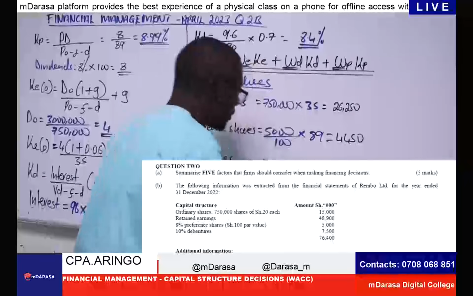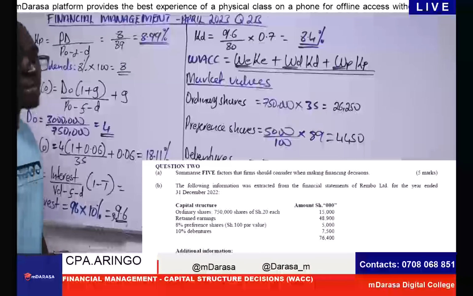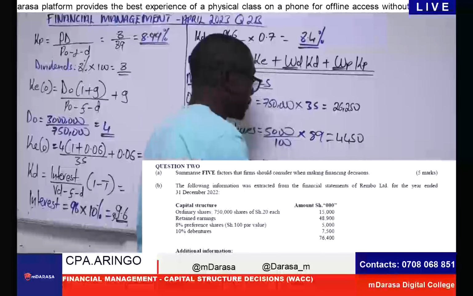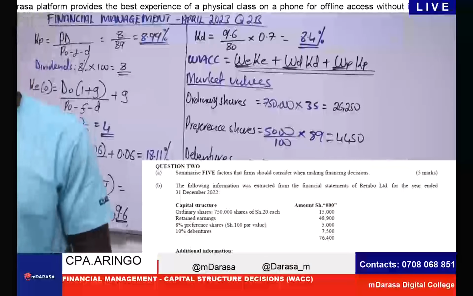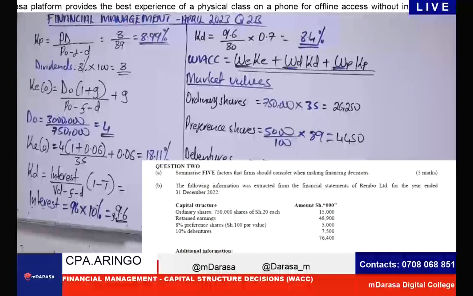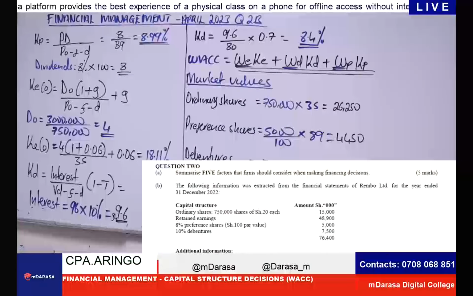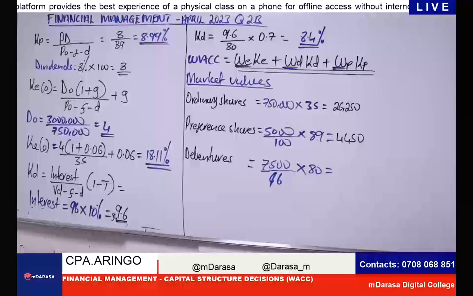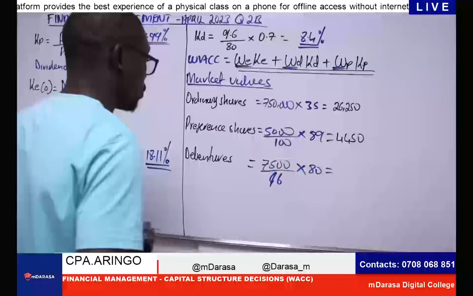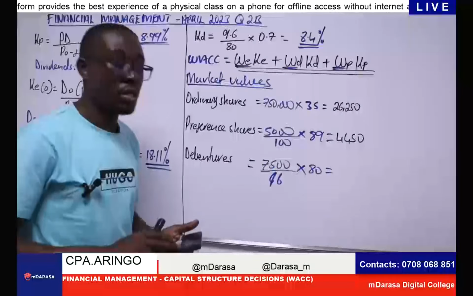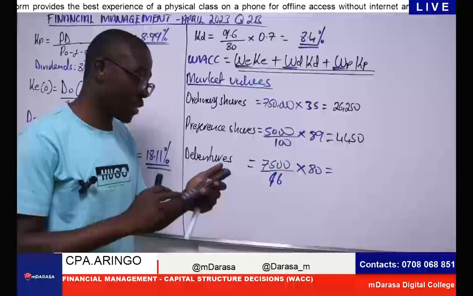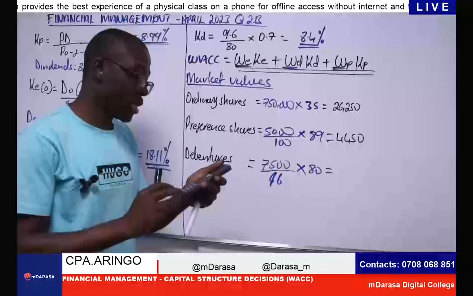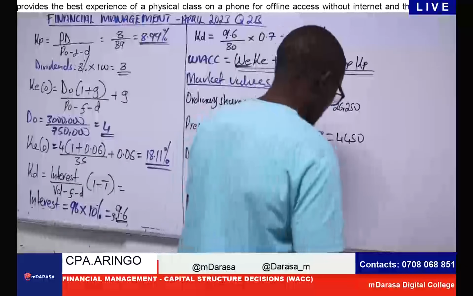But today, these debentures, they can go at how much? They are going at 80. So therefore, that will give us what? The market values. So that's the easiest way you can always compute the market values, because I understand majority of the students normally have an issue of computing what? The market value. So therefore, we take 7,500 divide by 96 times 80. This will give us 6250.